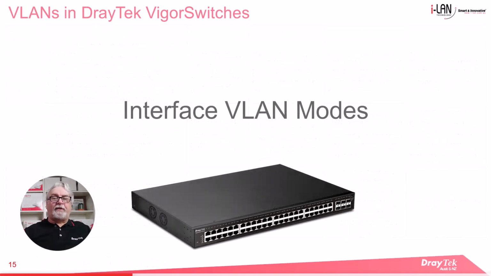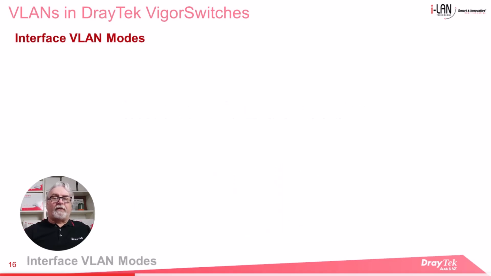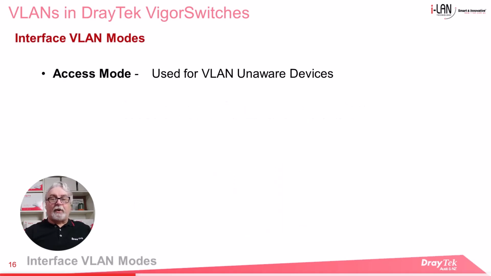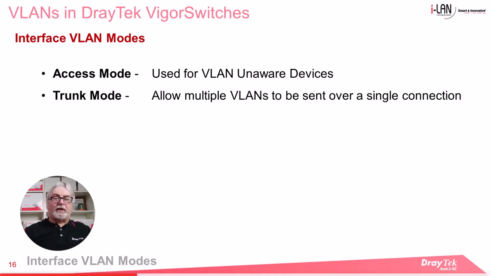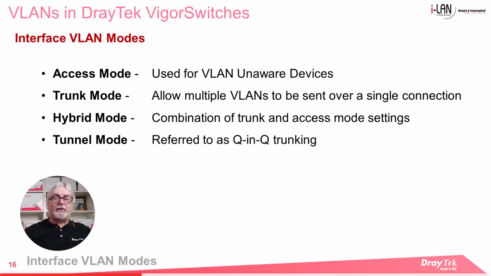Let's now look at interface VLAN modes available in DrayTek VigorSwitches. You'll notice 4 different VLAN modes. These are Access Mode, which is used for VLAN unaware devices; Trunk Mode, which allows multiple VLANs to be sent over a single connection; Hybrid Mode, which is a combination of trunk and access mode settings; and Tunnel Mode, referred to as QNQ trunking. This mode is available in Layer 2 Plus switches and is mainly used by ISPs for MPLS networks.